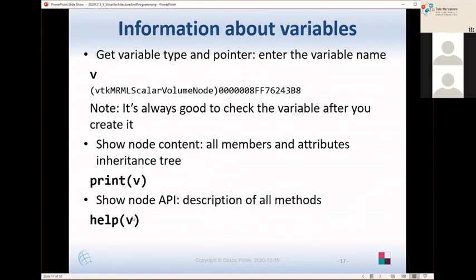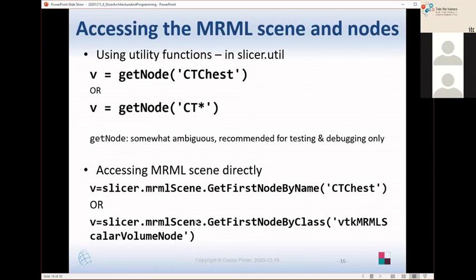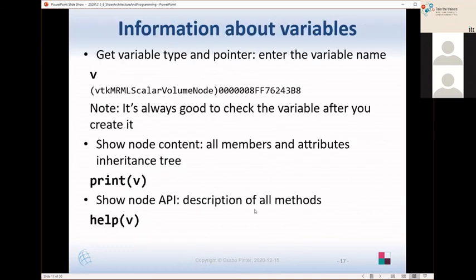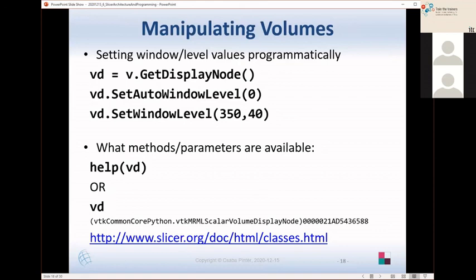And if you want to know what a certain function does, for example, GetFirstNodeByClass, you can just say help and then slicer.mrmlScene.GetFirstNodeByClass, and then you will get the developer documentation inside your Python window about what it does, what kind of parameters it has, and what value it returns. Of course, you can get the same information online from the documentation, but sometimes it's pretty useful to get it through here. Yes, you can do all kinds of manipulations.